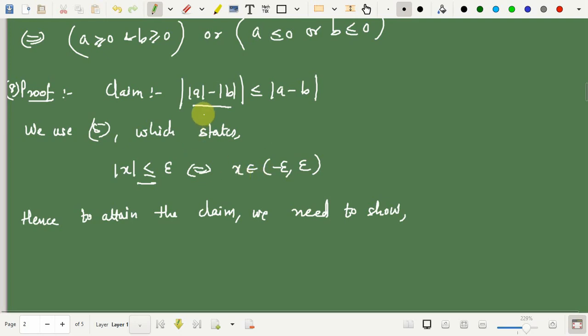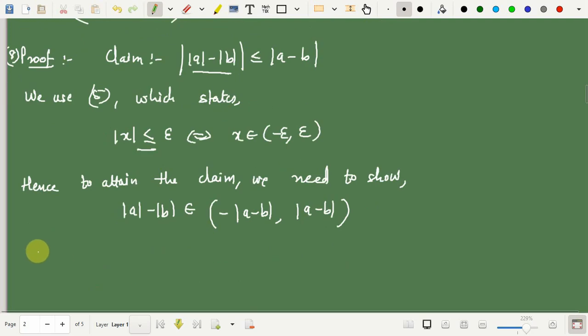So in this case the value of x is mod of a minus mod of b, and the value of epsilon is this entire mod of a minus b. So I have to show that mod of a minus mod of b belongs to the interval minus of mod of a minus b comma mod of a minus b. So you are done if you have proved this.